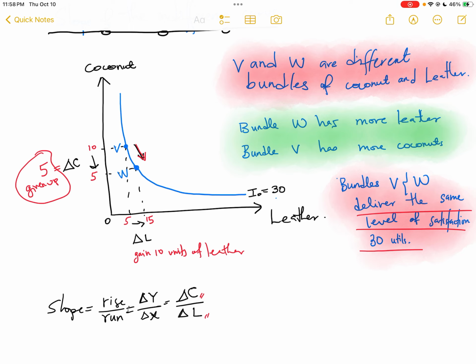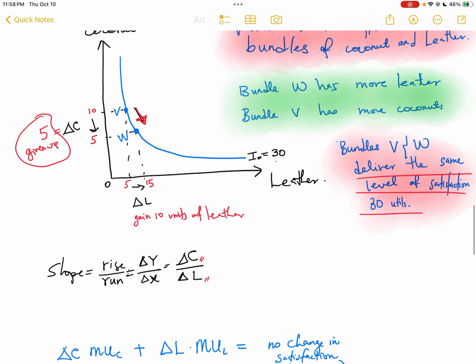And now we are going to analyze the movement from bundle V to bundle W. Mind you, the slope along a curved line is different at every point of the curve. The slope of a straight line is the same at every point along the straight line, but the slope of a curved line is different at every point on the curved line. So anyway, let's go on.